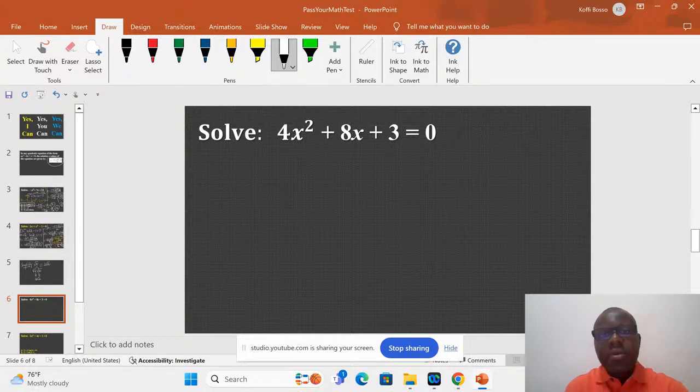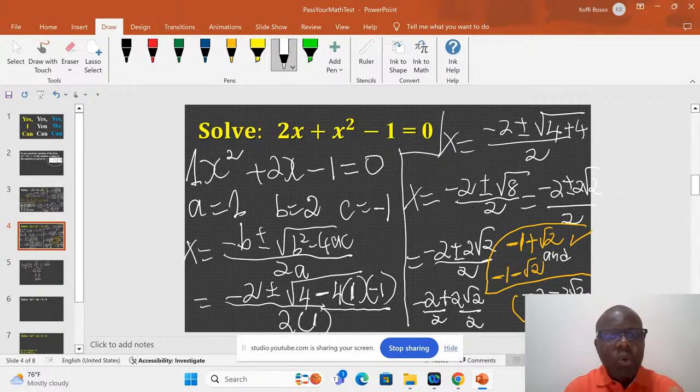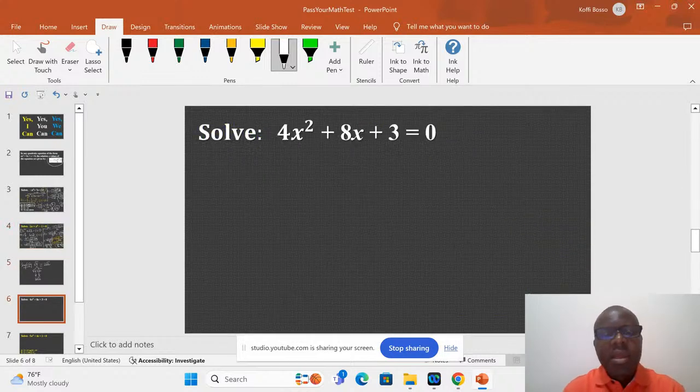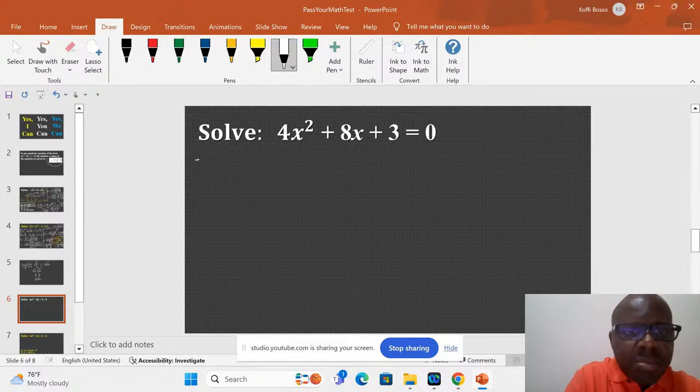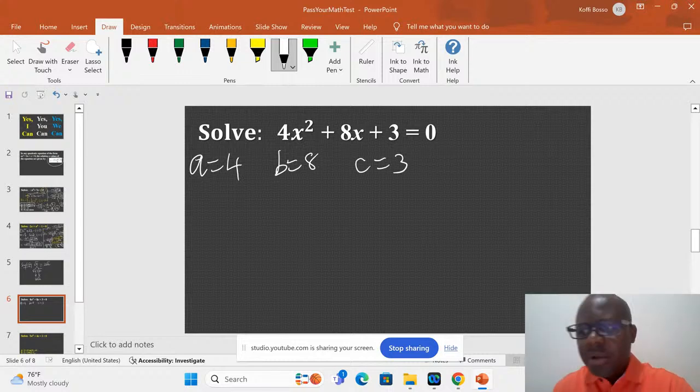Another question here. In this case, they made one side 0, which is good, and they also put everything in order. So it's not like the previous question, where we needed to rearrange it. Same thing, we need to know what A, B, and C are. So A here is 4, B is 8, and C is 3. Now let's see what's going to happen.